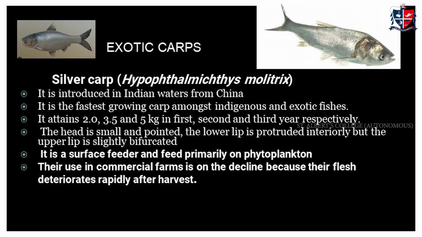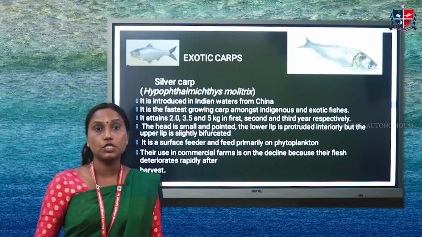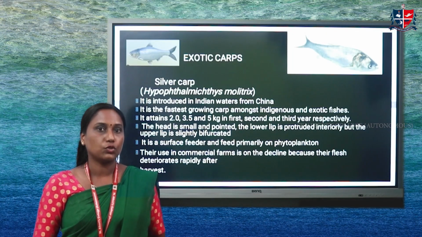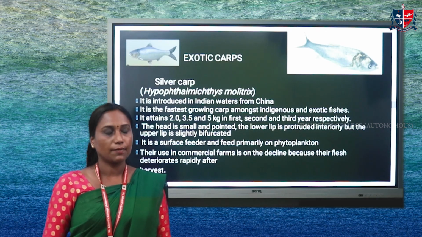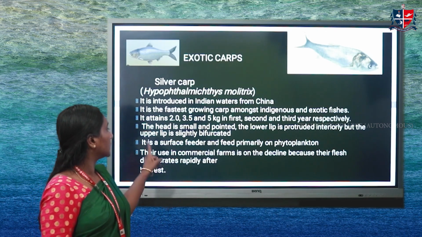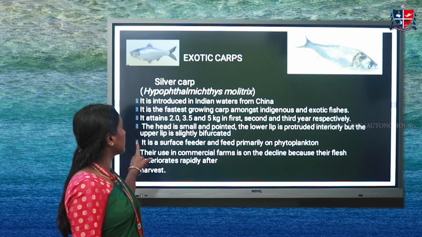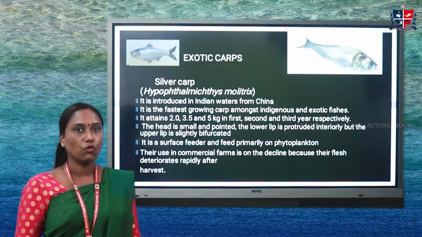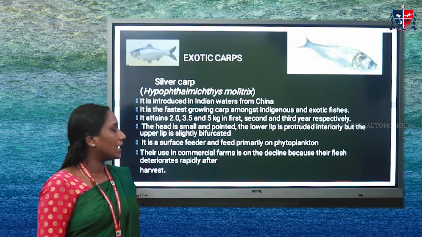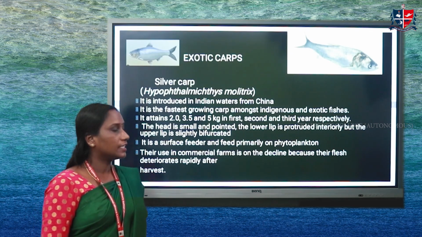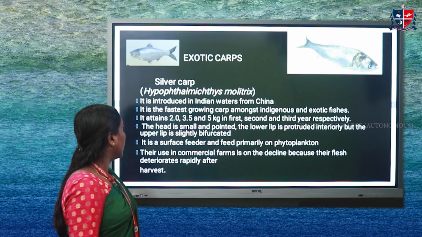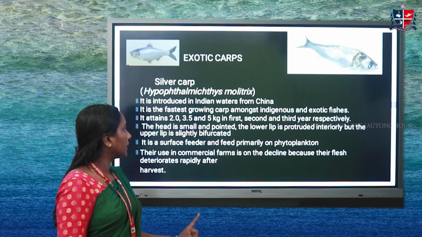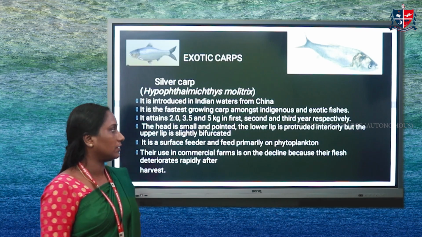Next is exotic carps. Exotic carps are fishes introduced into our country, and they include grass carp, silver carp, etc. First one is silver carp. Its scientific name is Hypophthalmichthys molitrix. It was introduced into Indian waters from China. It is the fastest growing carp among indigenous and exotic fishes. It attains 3.5 and 5 kg in the first, second and third year respectively.